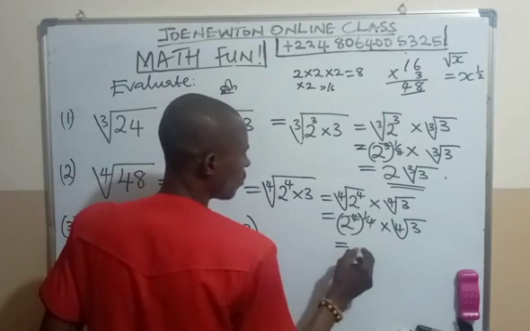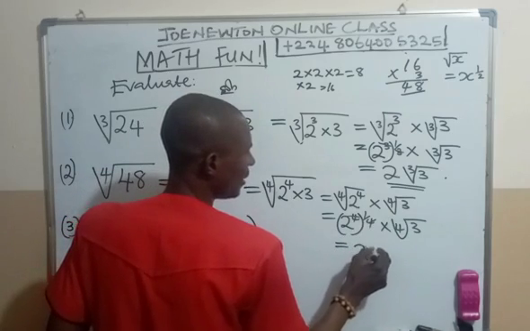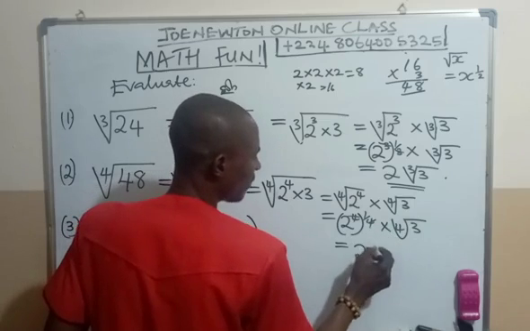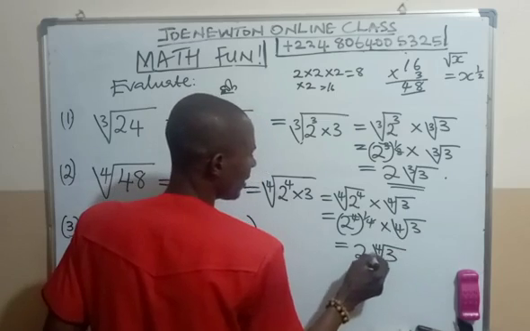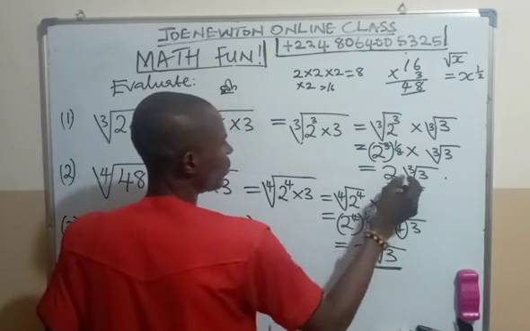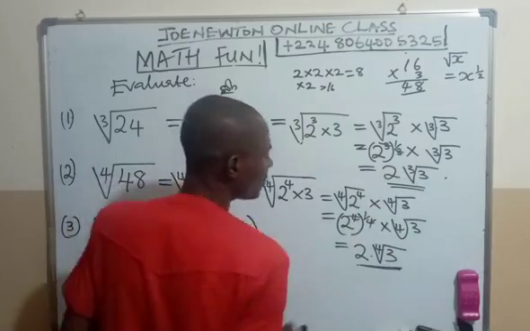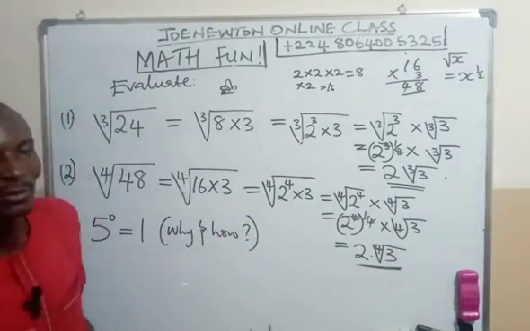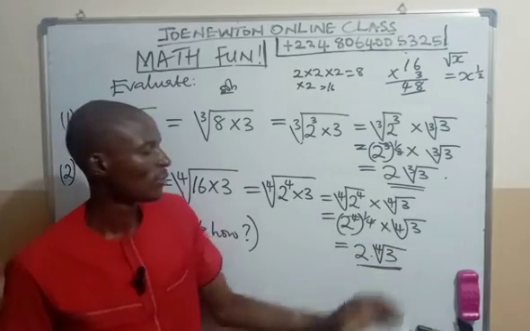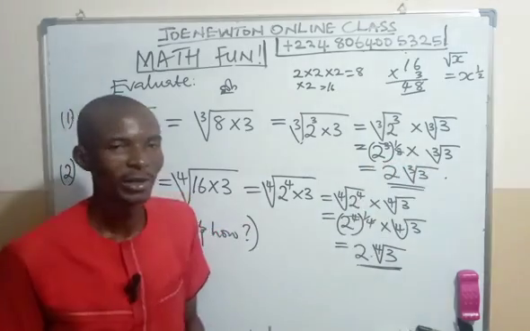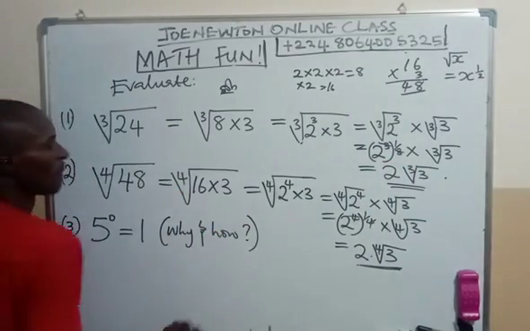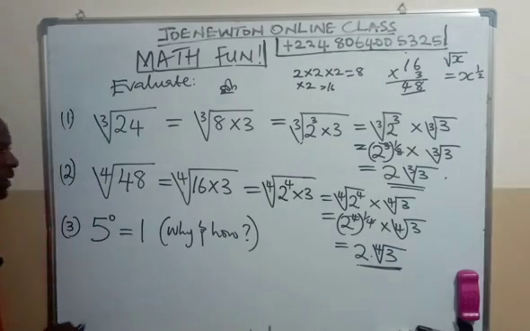So our answer is equal to what? 2 times fourth root of what? 3. That's our answer. So this is what we have here. That's it. So 2 times fourth root of 3. This one is 2 times cube root of 3. Okay, good.